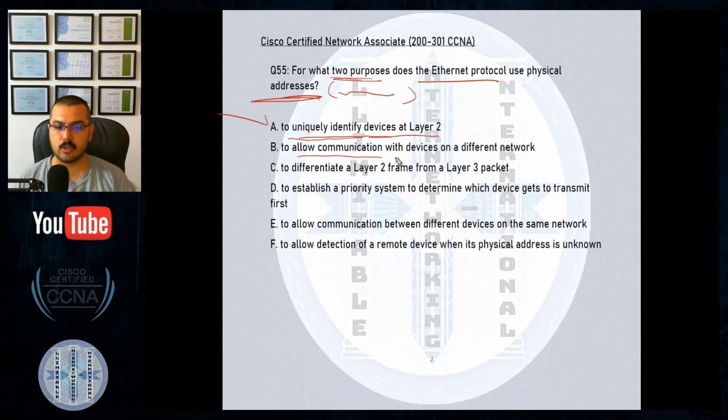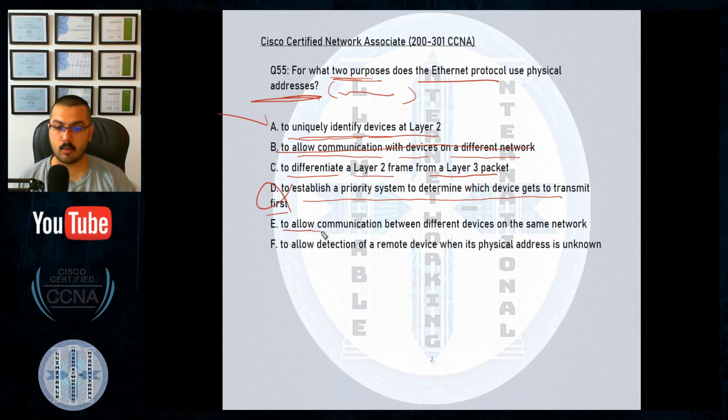To allow communications with devices on a different network, this will be using an IP address, not the physical one, the logical one. To differentiate a layer 2 frame from a layer 3 packet, I know, it's already encapsulated. It's not separated. To establish a priority system to determine which device gets to transmit first.